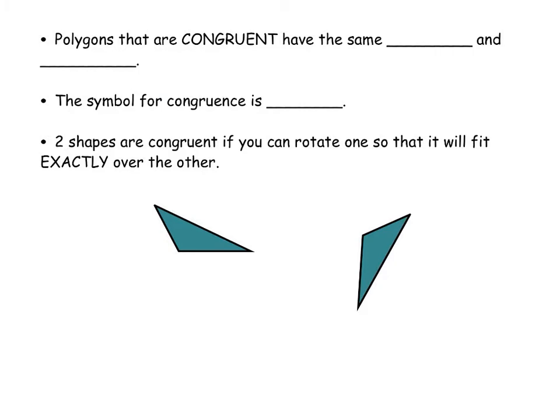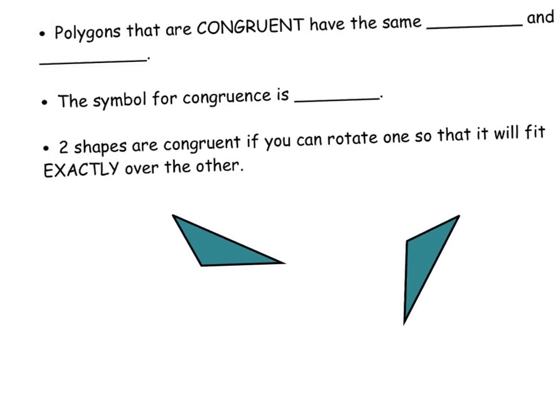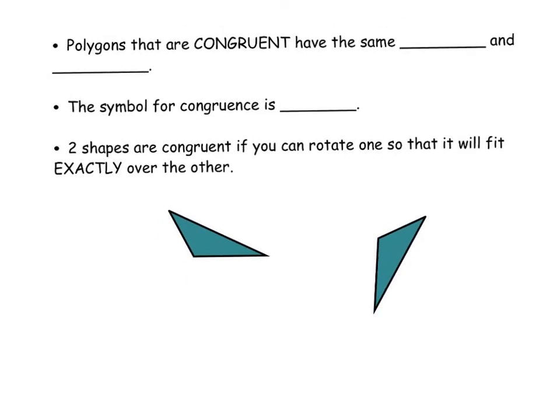Polygons, or shapes made up of all straight sides, are said to be congruent if they have the same shape and the same size. When we talk about congruence, there's a special symbol for that, and it looks like this. It's an equal sign with a squiggly line over it. That means congruent. So in summary, two shapes are congruent if they're both the exact same shape and the exact same size.